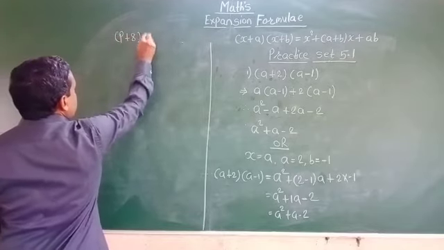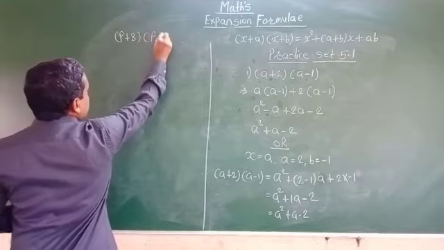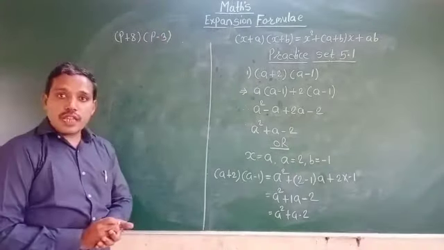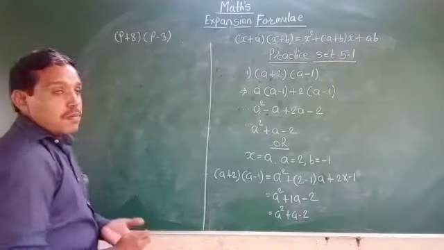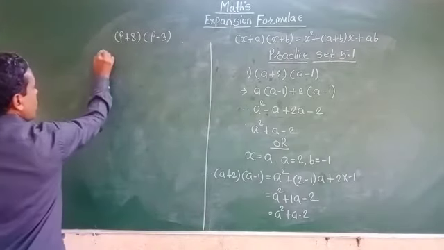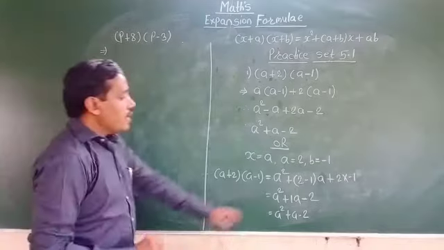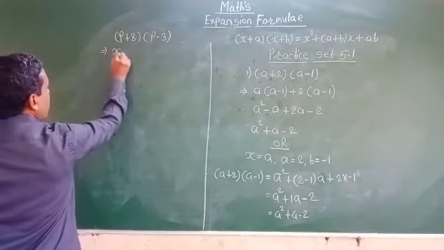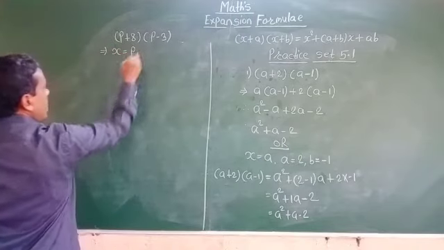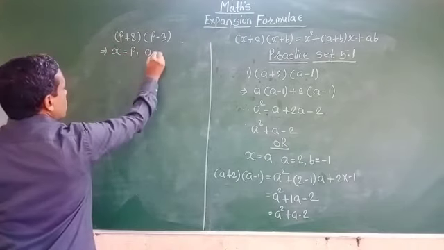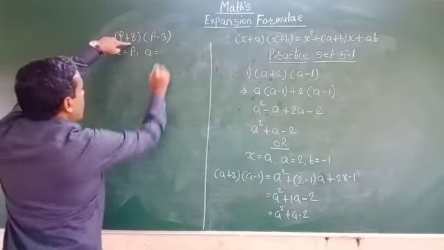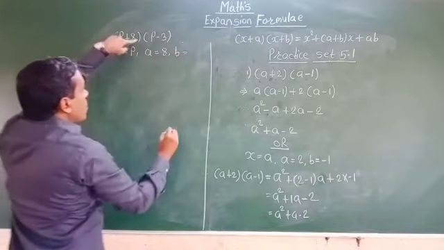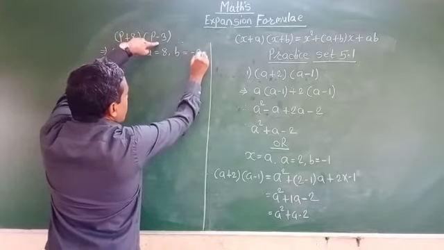The example is (p + 8)(p − 3). So how can we solve it? We can solve it directly by using the expansion formulas. What is the value of x? The value of x is p. What is the value of a? The value of a is 8. And what is the value of b? The value of b is minus 3.